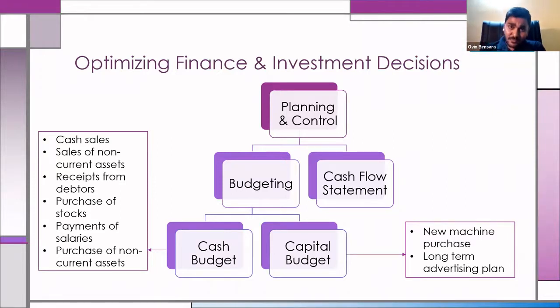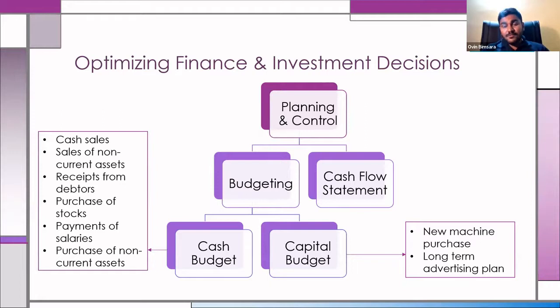And if there are adverse variances, you need to take corrective actions. And that is what is meant by control. You make a course of action for the future. And if something is not right, you need to take corrective actions with the controlling. For planning and control, you need to have budgeting and cash flow statements in the business. In terms of budgeting, we can divide the budgeting into cash budget and the capital budget.